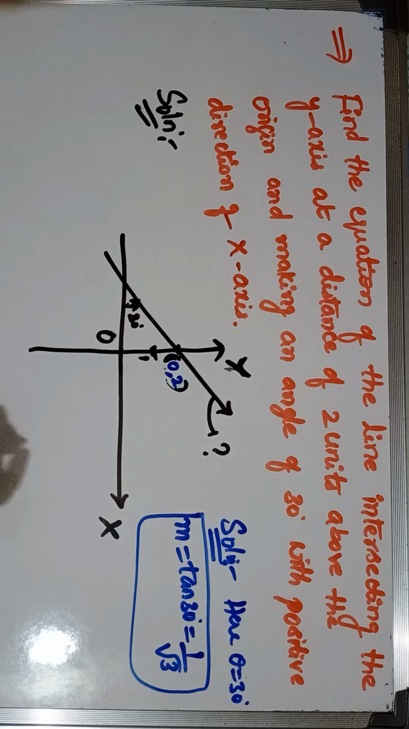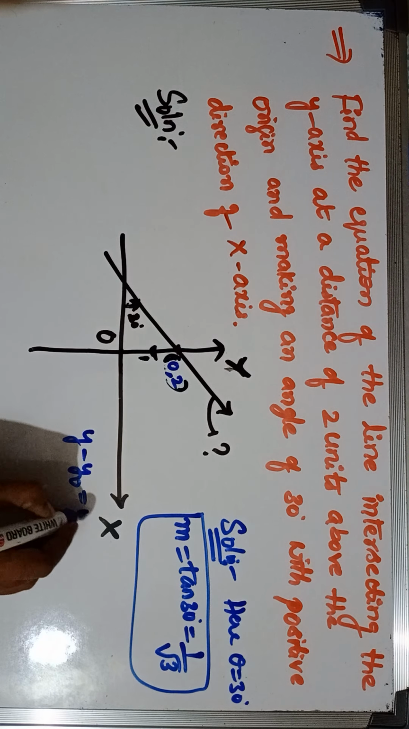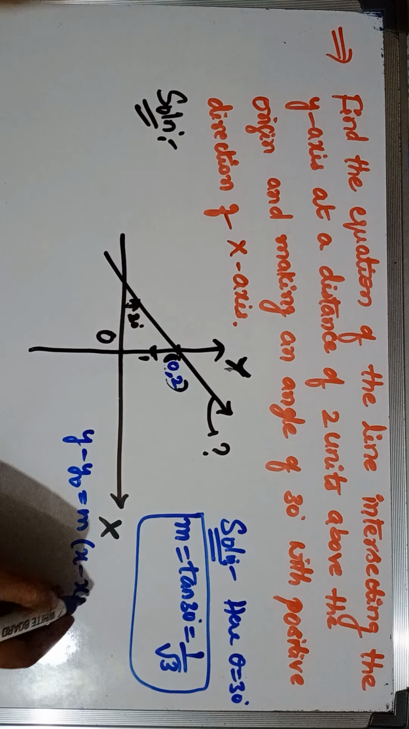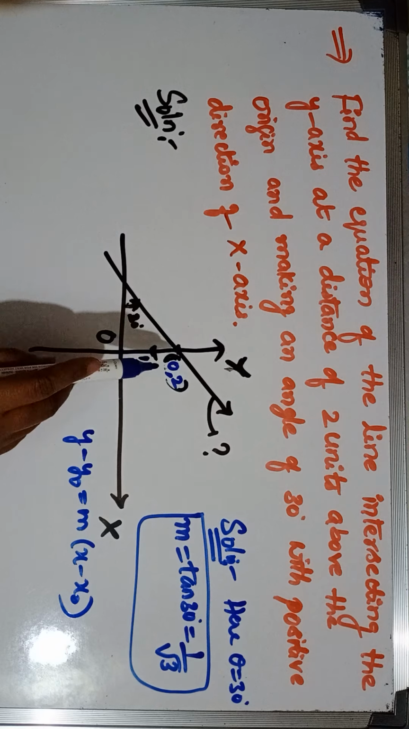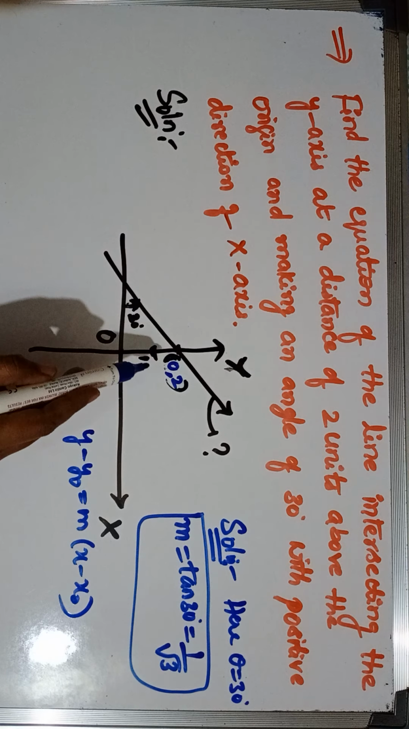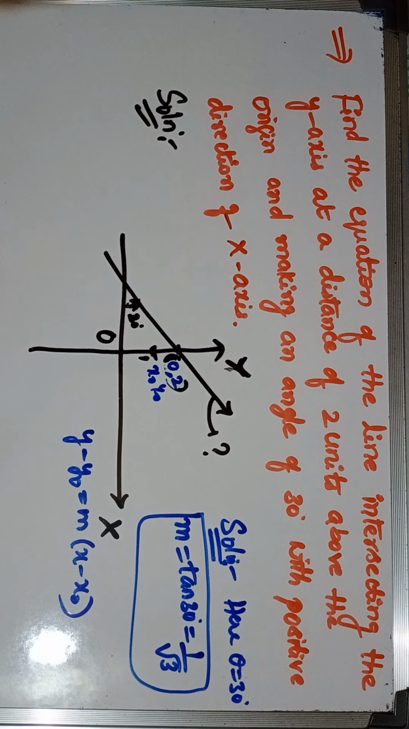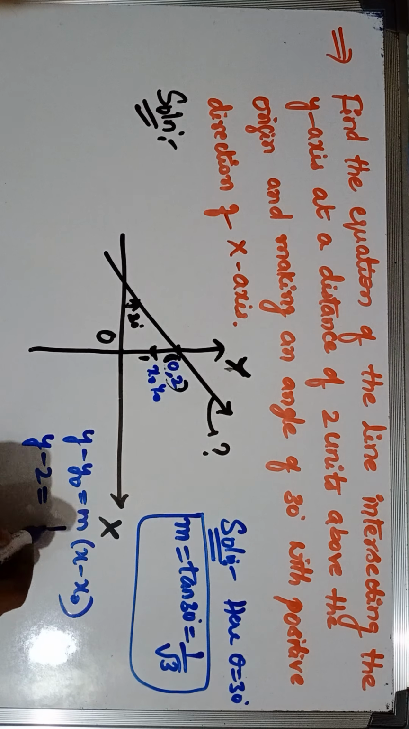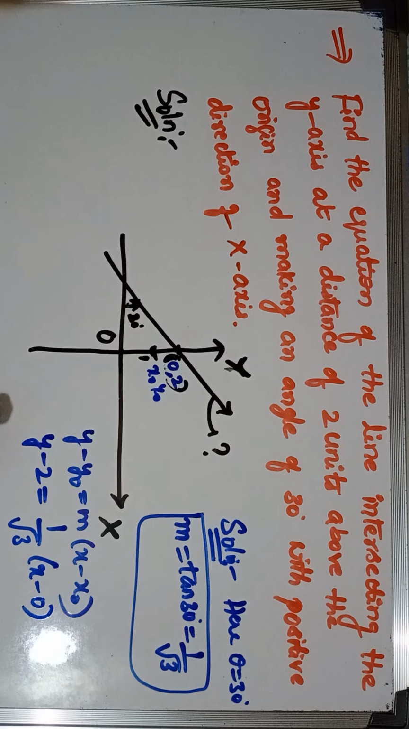So here, the required equation of the line is, we know that y minus y naught is equal to m into x minus x naught. Here we are using the slope-point form, as we know the slope of this line and a point through which the line passes. So therefore here x naught is 0, y naught is 2. So y minus 2 is equal to, m is here 1 by root 3, into x minus x naught, which is 0. So root 3 into y minus 2 is equal to x into 1, which is x.